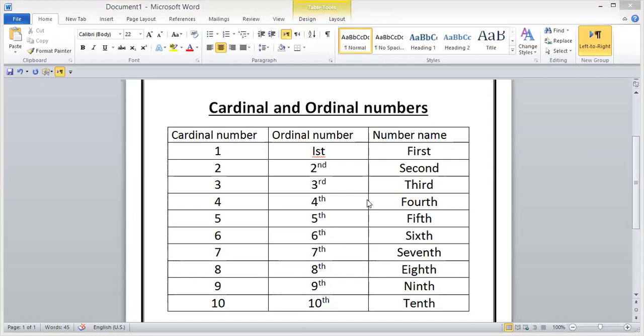Yes, that's very good. The very important thing, guys, that you should know, this is very easy. For positioning one, first, you will add ST with one. For two, add ND, second. For three, add RD.